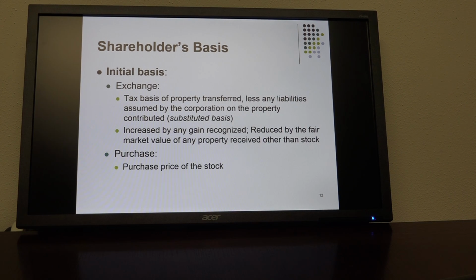All right, so the initial basis of a shareholder in an exchange of property that's transferred to the corporation by a new shareholder is the tax basis of the property transferred. So it's just like a C Corp. Less any liabilities assumed by the corporation on the property contributed.